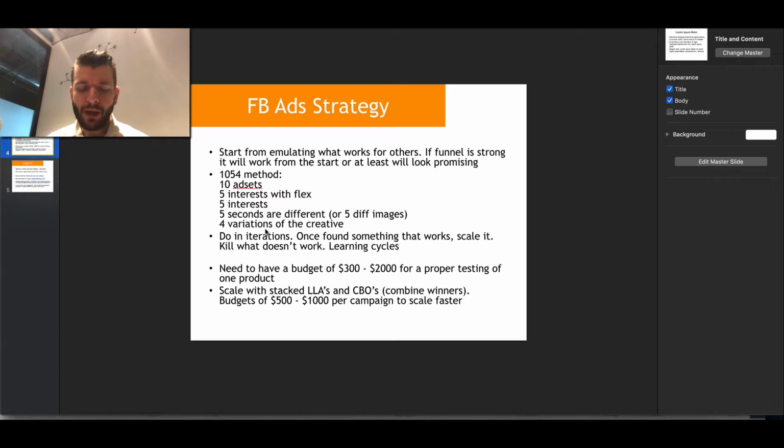Now, scaling is a topic a lot of people are obsessed about, but scaling here is very easy. Once you find that proof of concept and your funnel is strong, you scale it with stacked lookalikes. You stack lookalikes from 0 to 8% in one ad set, which typically works very well, and create lookalikes based on the list that I provided below.